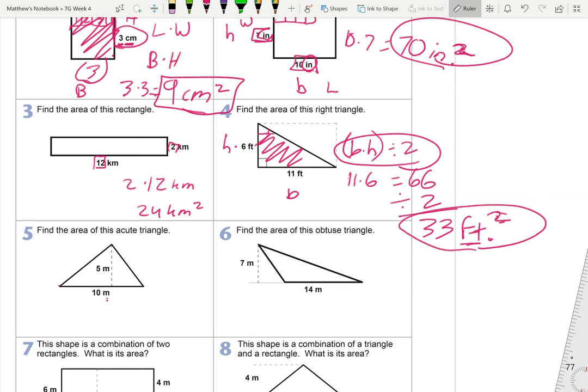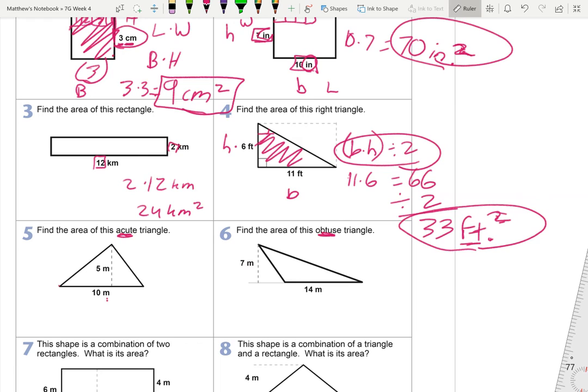Well, does it matter that it's obtuse? Like whether it's acute or obtuse, does it really matter? Well, luckily it does not. And so here we're going to do the same thing. We're going to take a look at our height, which again is going to be 7.